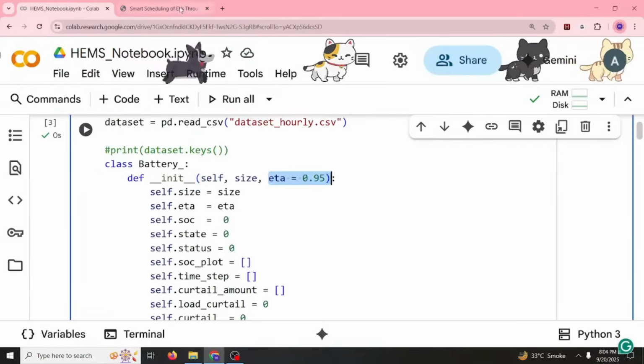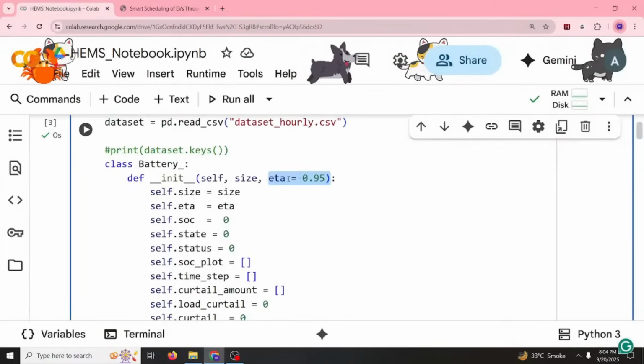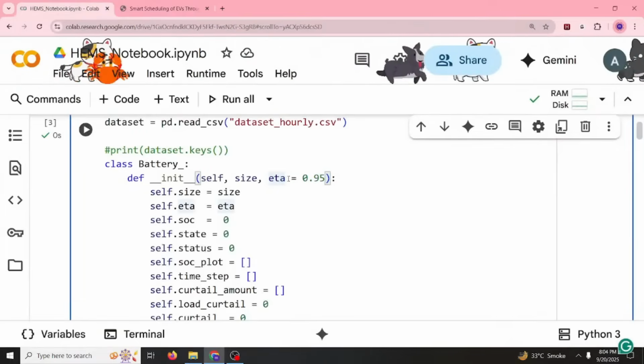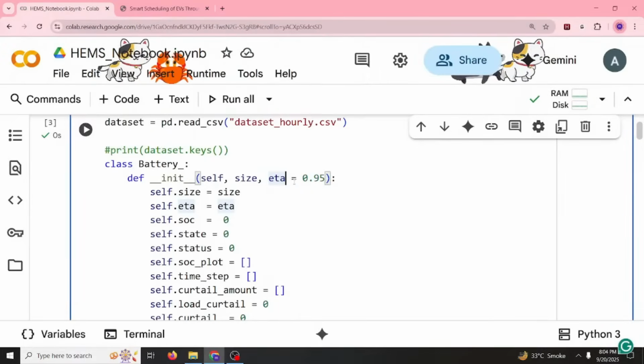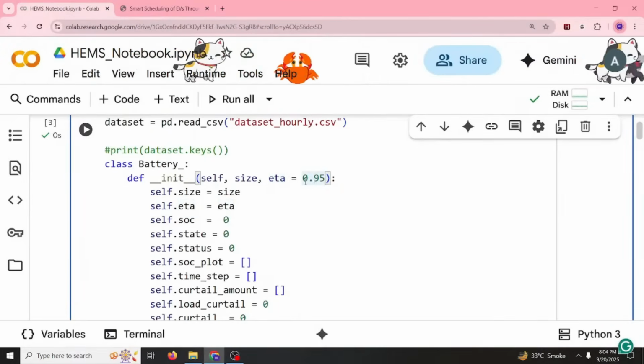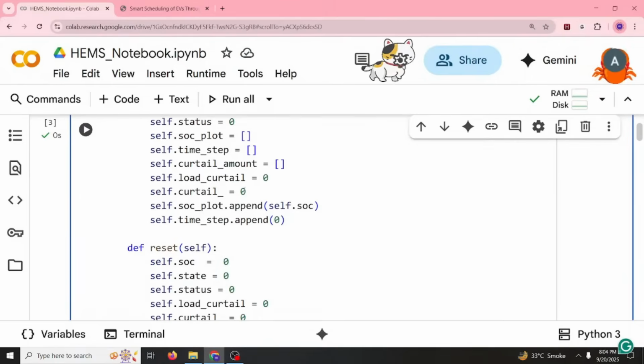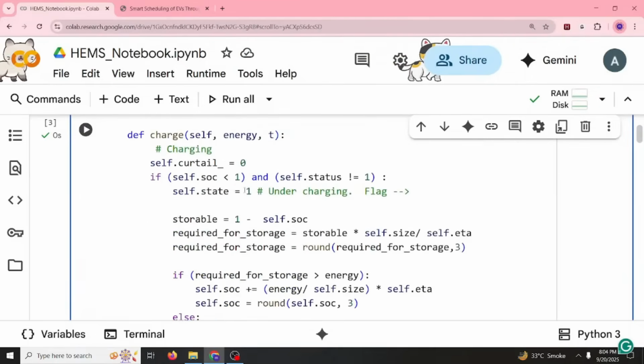Here we have the size of the battery and eta, the efficiency factor. Eta is an input, so that we can charge or discharge at different efficiency factors. I have kept it 0.95, 95% efficiency of charging, and 5% loss due to some reasons.